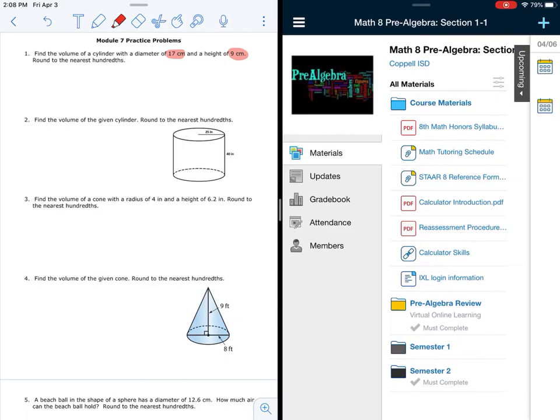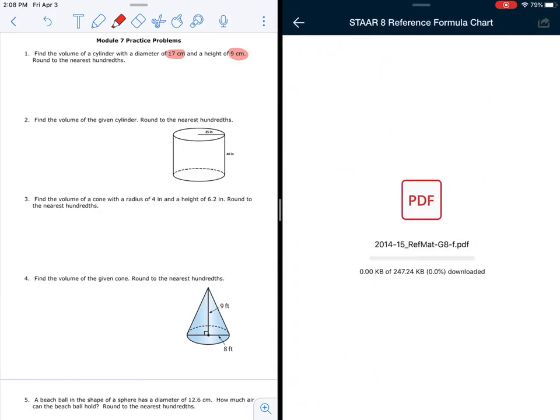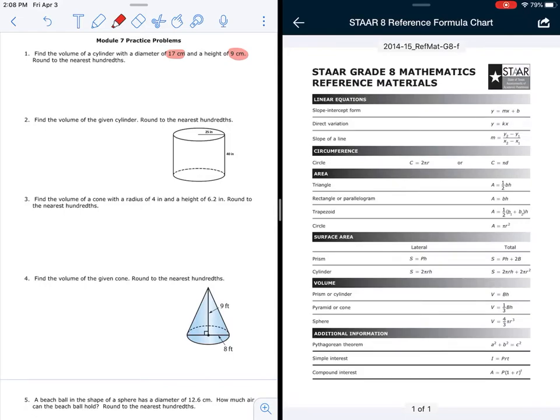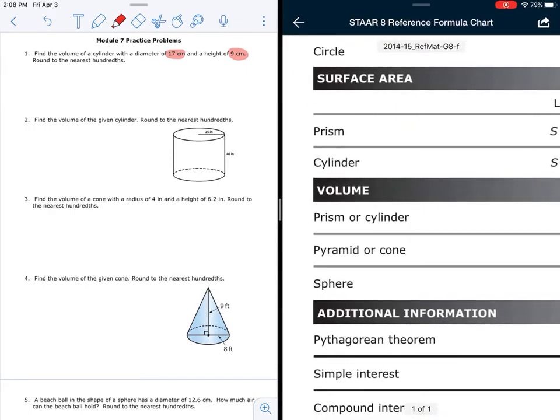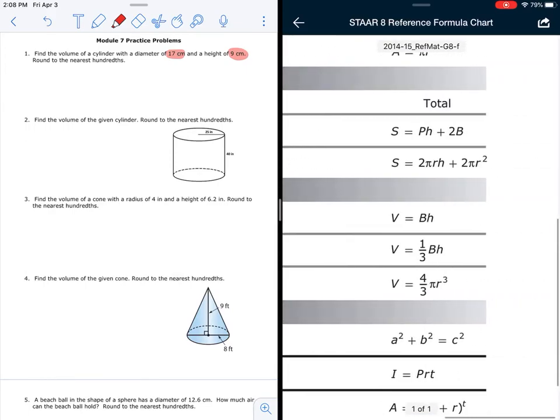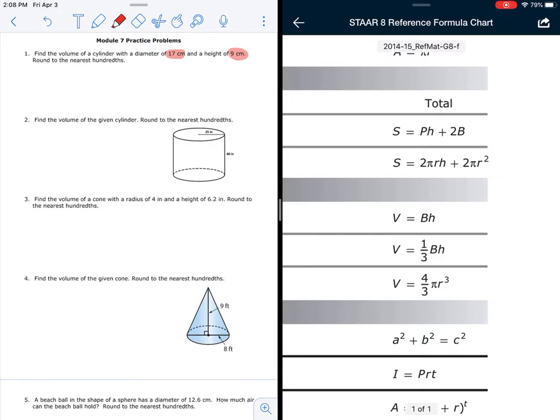I'm going to go into our course materials, and then I'm going to pull up our STAR 8 reference formula chart. Based off of our STAR chart, it looks like the volume of a cylinder, which is right here, is going to be V equals big B times H. So I'm going to write the formula down, V equals big B times H. And I know that the big B stands for base area, and the area of the base of a cylinder is going to be the circle.